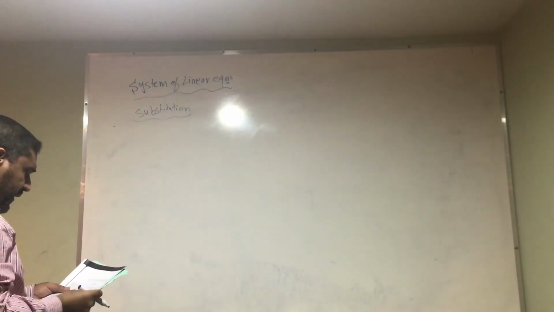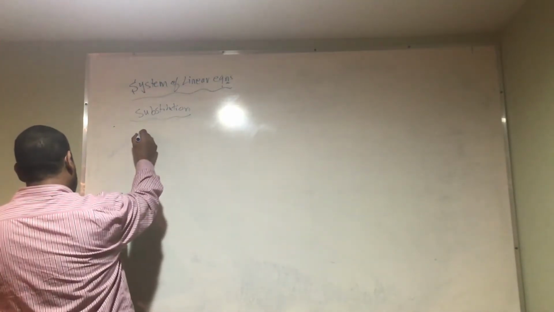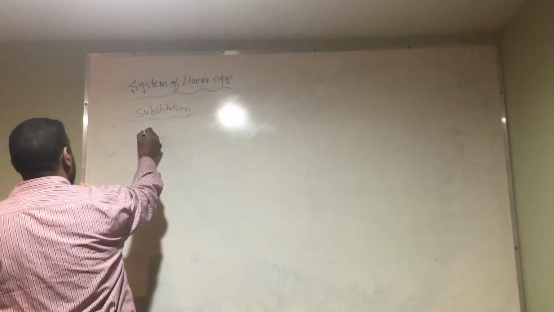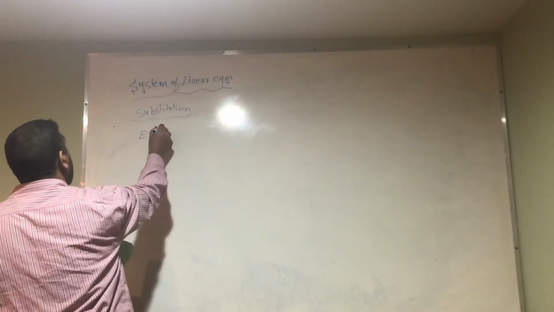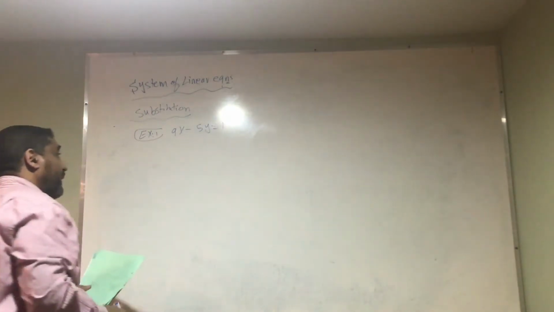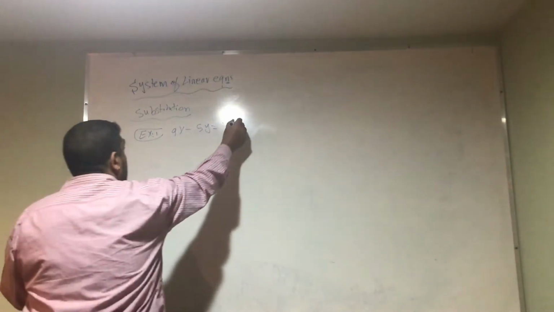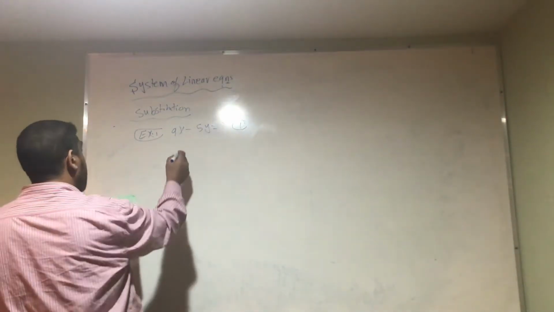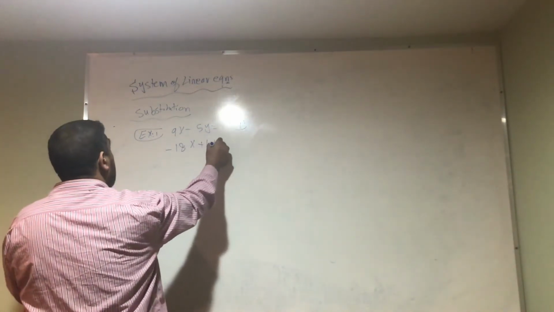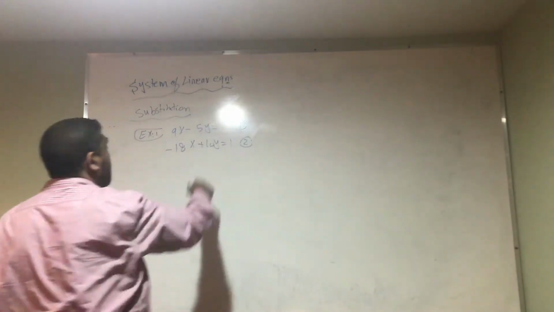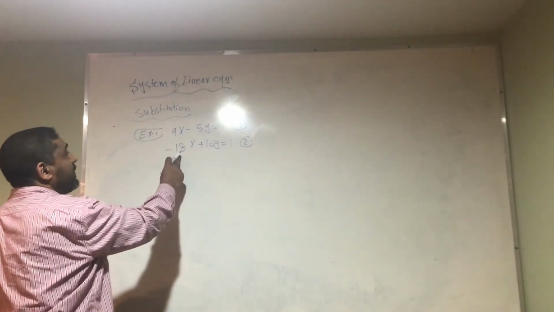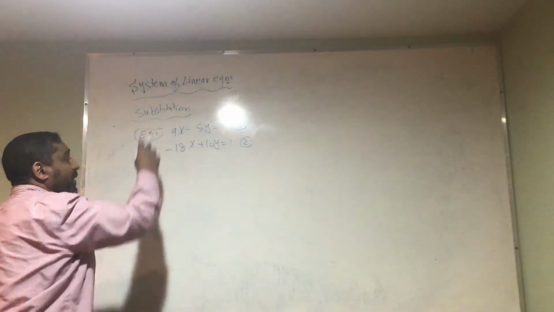So now let us take a simple example. Maybe I give you a few examples. The first one, example number one: you have 9x minus 5y equal 1, that is equation 1. Equation 2: minus 18x plus 10y equal 1. So I have two equations, 9x minus 5y equal 1, and the second one minus 18x plus 10y equal 1. They ask you to use substitution here.